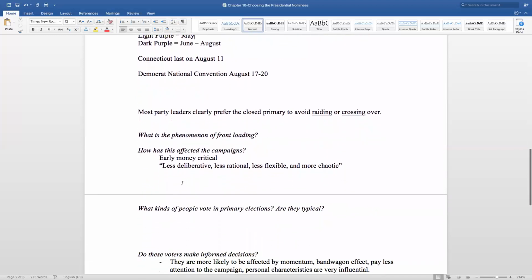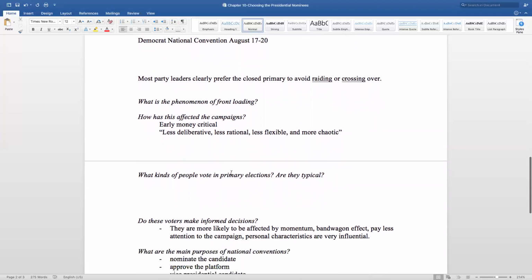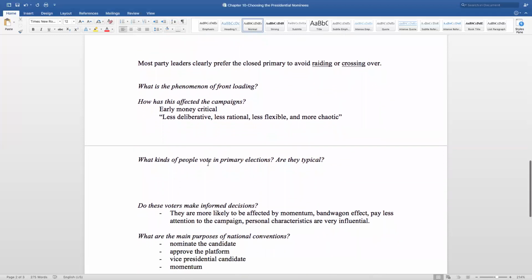Okay, we talked about front loading. We talked about early money and making sure you have more money. The book touched on this a little bit, who's voting in these primaries. Typically people that are more geared towards politics.